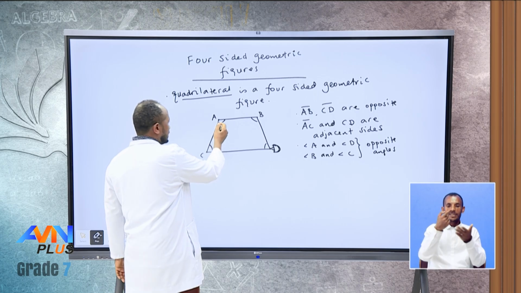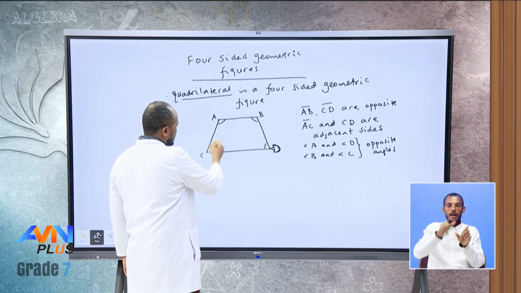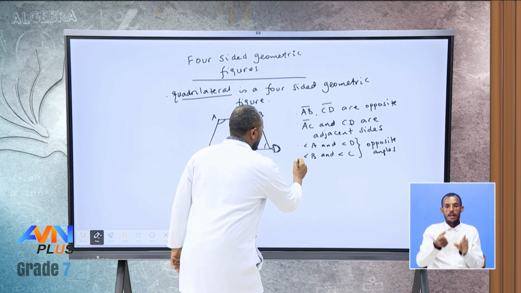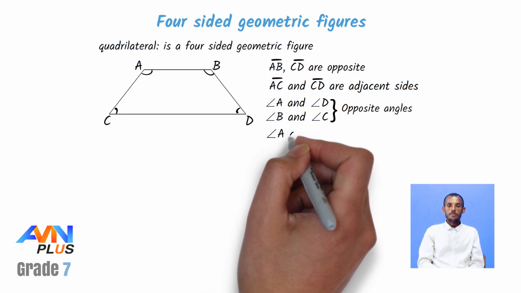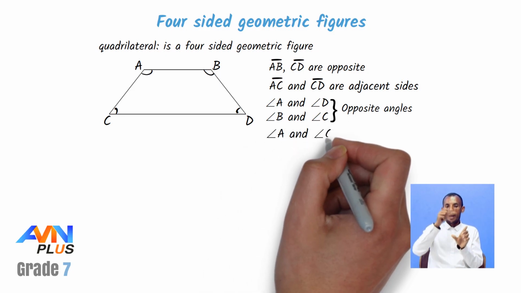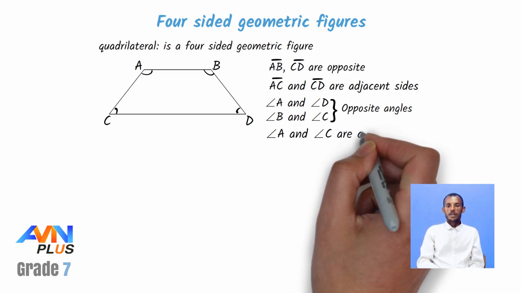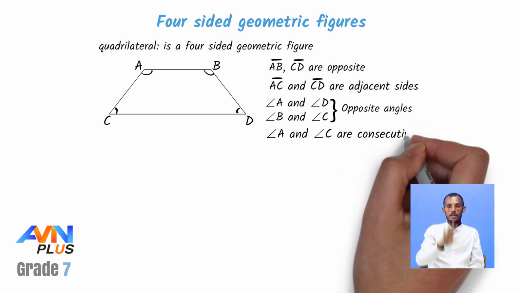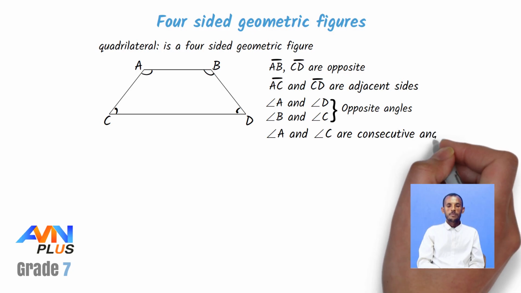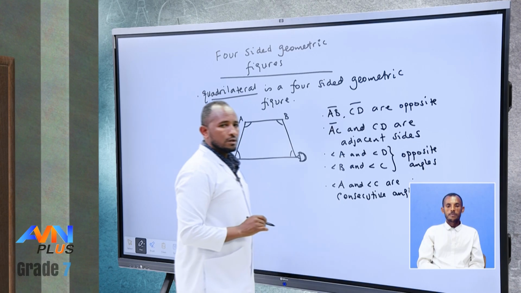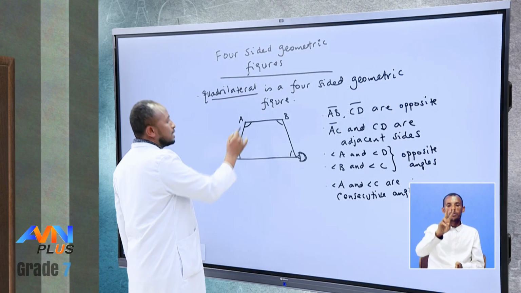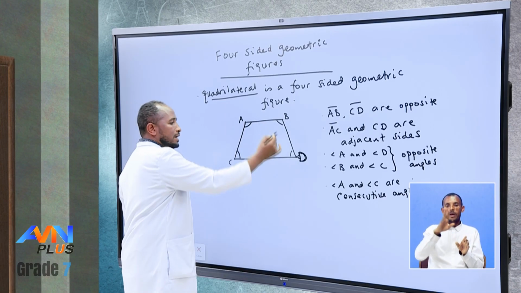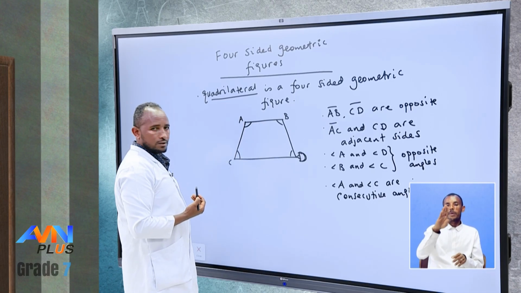But these two angles, angle A and angle C, are adjacent or consecutive angles of this quadrilateral. Not only these two, angle B and angle C, and angle B and angle A are also consecutive angles. Angle B and angle D are also consecutive angles.